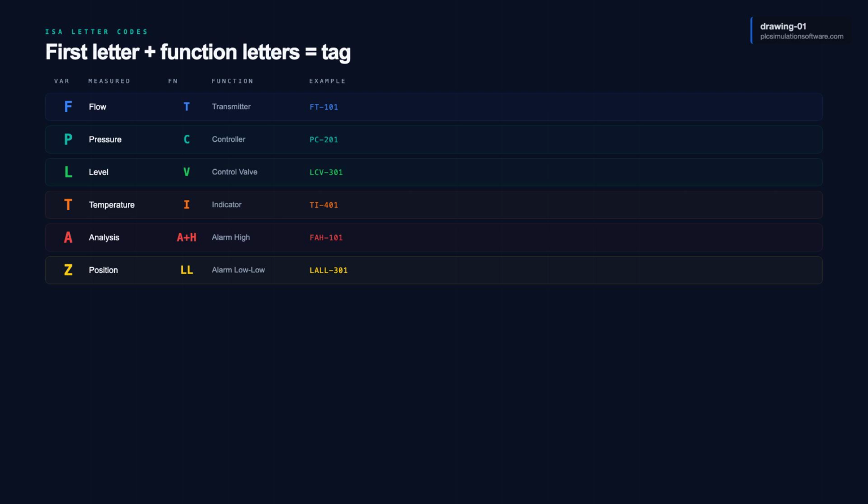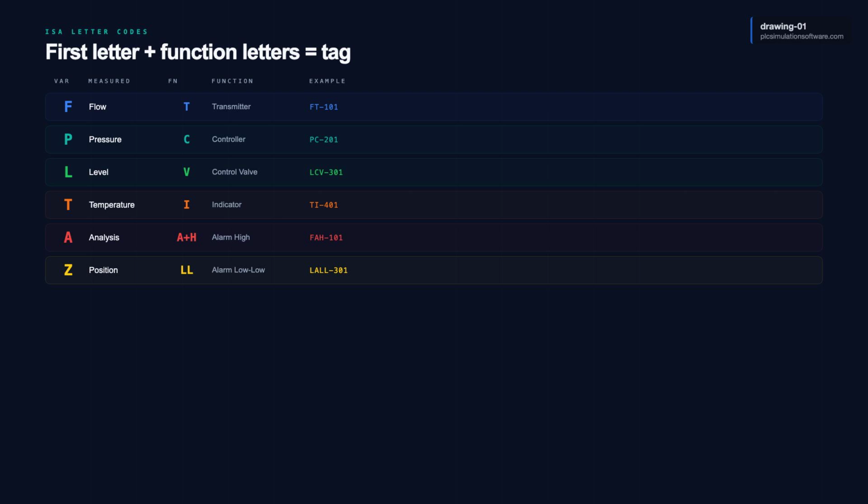V is valve. I is indicator. Y is a function block or relay used for computation or signal conditioning. A is alarm. H is high. L is low. HH is high-high. LL is low-low. So FAH means flow alarm high. LAL means level alarm low.